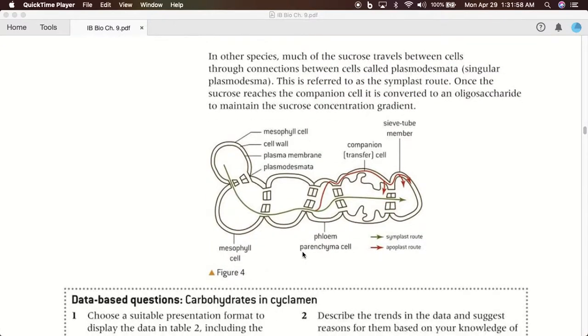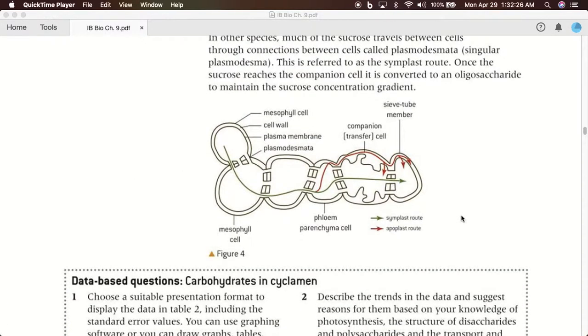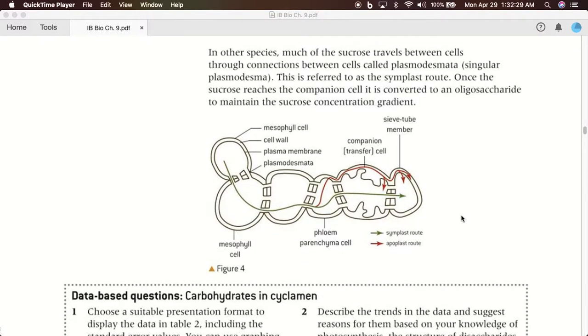So moving on, we're looking at the symplast and apoplast routes. Apoplast is going through the cell walls, and symplast is going through the cytoplasm from cell to cell to cell. Each of the cells has these things called plasmodesmata, which are basically gaps in the cell wall between the plants, and they allow the plants to communicate and share materials with each other. And in the symplast route, we still keep a concentration gradient, where we have high sucrose over here and low sucrose over here.